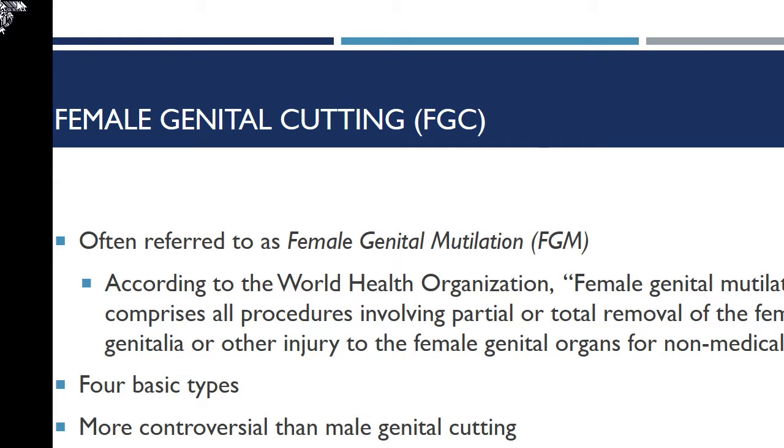The second type I'm going to be talking about is female genital cutting, which is FGC. FGC is often referred to as female genital mutilation, which is abbreviated FGM. According to the WHO, FGM comprises all procedures involving partial or total removal of female external genitalia or other injury to the female genital organs for non-medical reasons. There are four basic types to FGC, which I will be getting to in a moment.